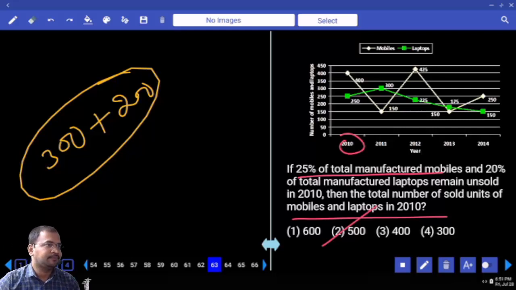Are you ready? Malla unsold find out chesi, total launchi, unsold subtract chesi, sold manam find out chesi avasaram ledu. Are you clear, Nana? Are you ready or not?